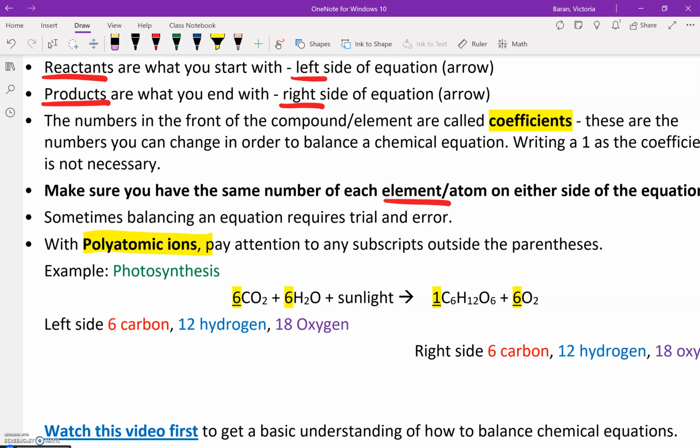Hydrogen, I'll get to oxygen last. Hydrogen here, you have 6 in the front and there's that 2 subscript. 6 times 2 is 12. So that's how I'm getting 12 hydrogens. There's already a 12 here.